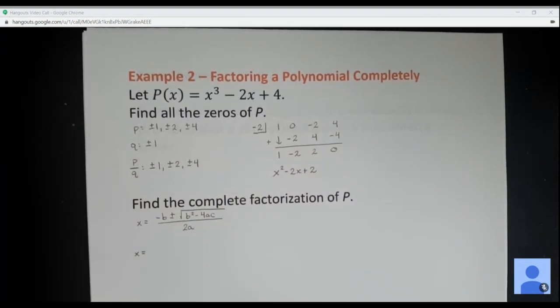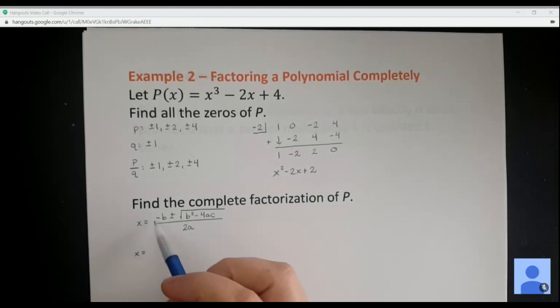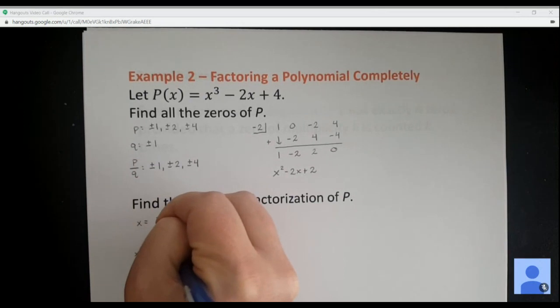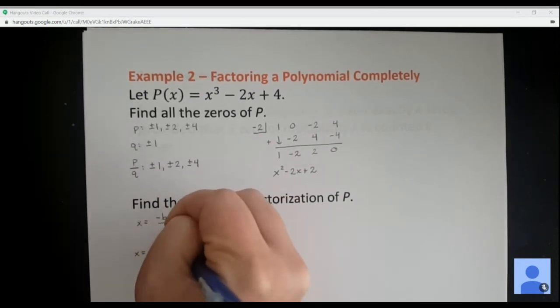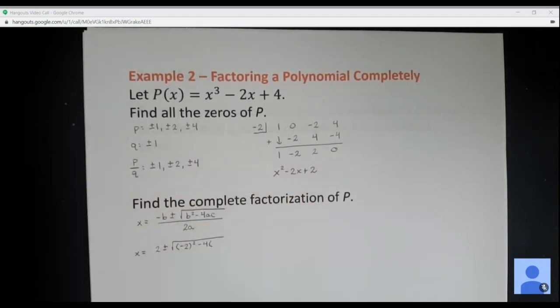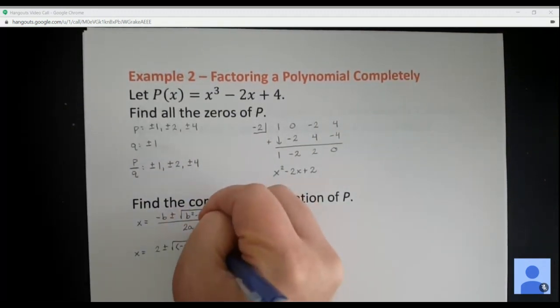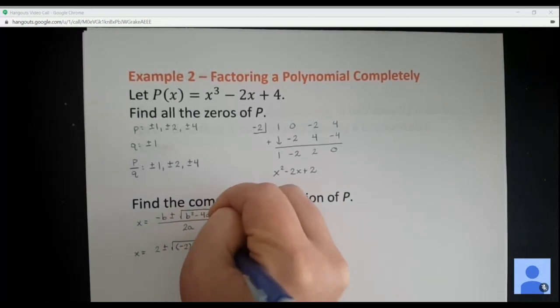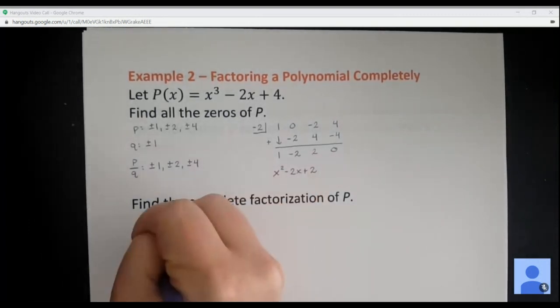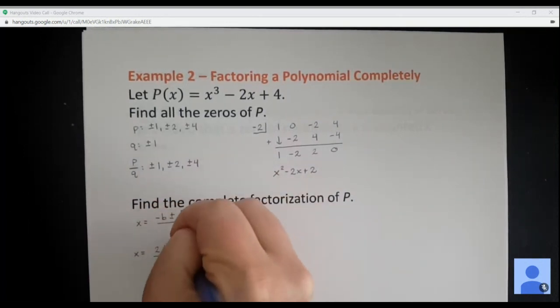Okay. So what's our b value this time? Good. So when we plug that in here, right, we have a negative 2, so that turns into a positive 2, plus or minus the square root of b, again negative 2, squared minus 4 times, what's the a value? 1. The c value is positive 2. Good. All over 2 times a, so that's just 2 times 1.